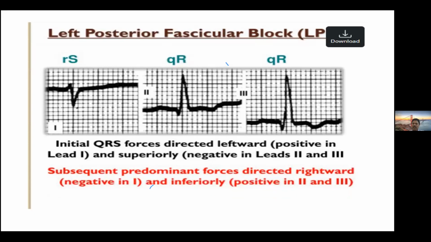Left posterior fascicular block is a diagnosis by exclusion. Very, very rarely is it diagnosed, so it is not a diagnosis to be mentioned at all. Only thing, it is exactly opposite of what is happening in left anterior fascicular block. You are seeing a QR in leads 2, 3, aVF and RS in lead 1. But you will not come across this. So forget about it. You don't really need to look into it because it's very rare.